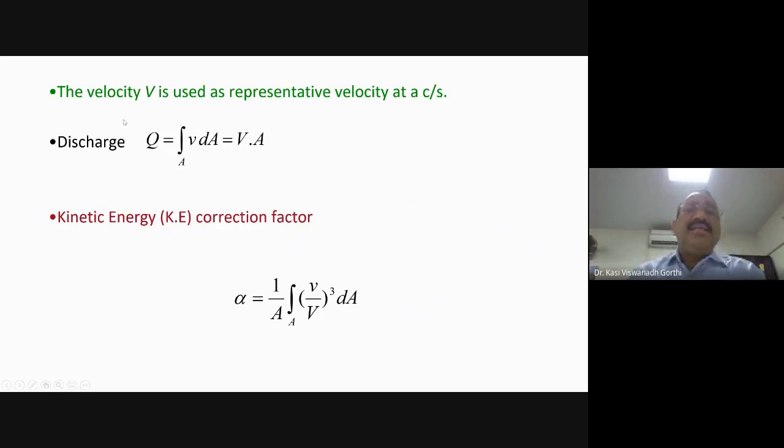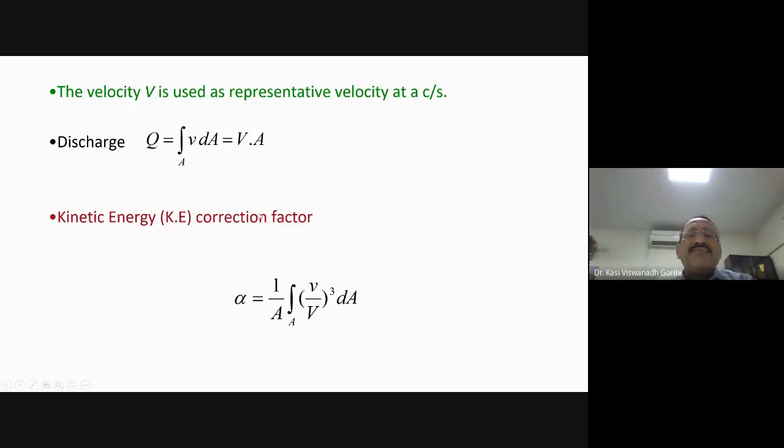So the velocity V is used as a representative velocity at any given cross section, and the discharge of course would be equal to V into A, the actual discharge based on the mean velocity, or the integral of small v into dA based on the actual velocity distribution.